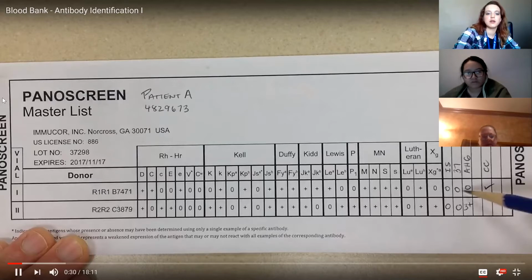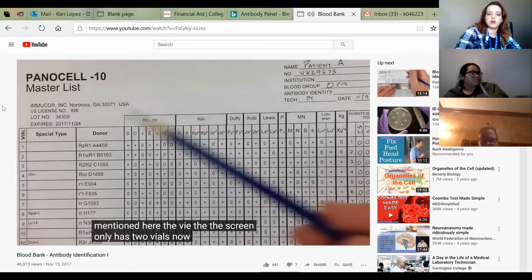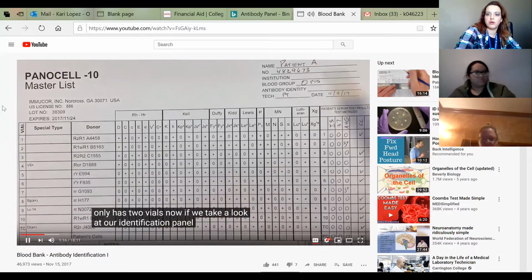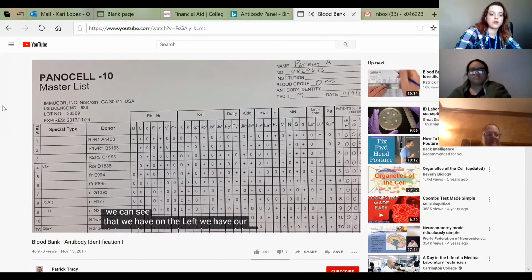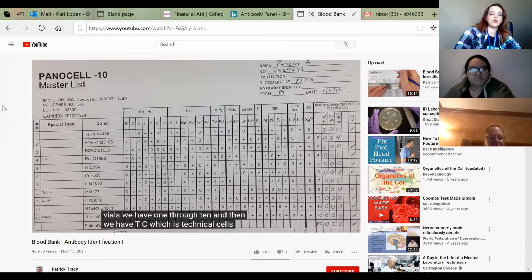we take a look at our identification panel. We can see that on the left we have our vials, 1 through 10, and then we have TC, which is basically treated as the 11th vial.